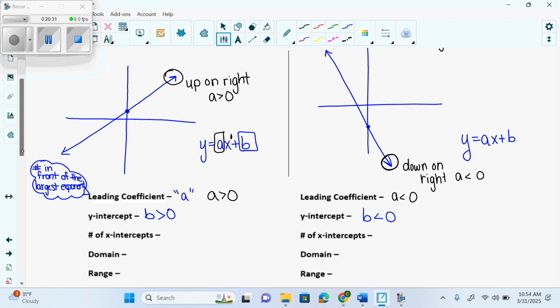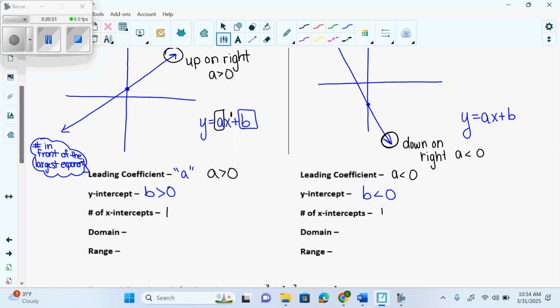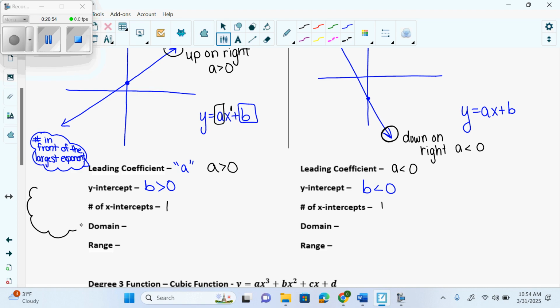Now, the number of x-intercepts. Linear functions have how many x-intercepts always? 1. They can't have more. They can't have less. Because they disco, and their arms are in opposite directions, they're going to for sure get what? Because they're a degree 1, they max out at 1. So the maximum number of x-intercepts is equal to the degree. I'm going to leave that as a little side note over here. Maximum number of x-intercepts is equal to the degree.